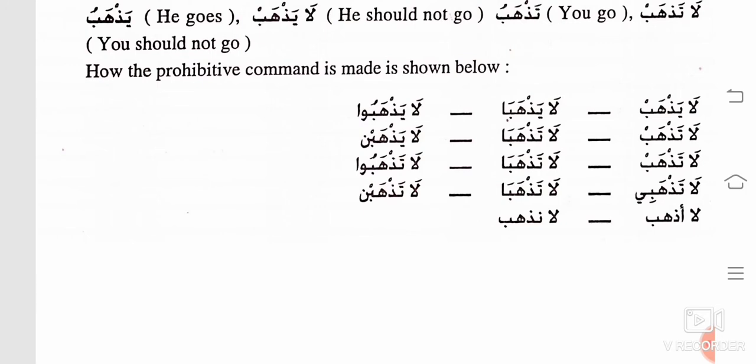لا يذهب means he should not go. لا يذهبا, they two should not go. لا يذهبوا, they three or more than three should not go. لا تذهب, she should not go. لا تذهبا, they two females should not go. لا يذهبنا, they three or more than three females should not go.